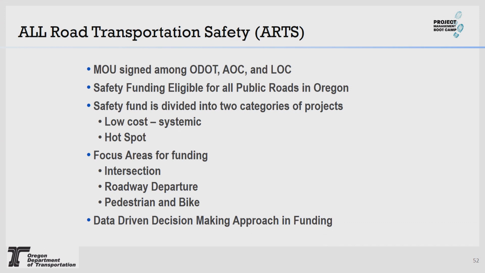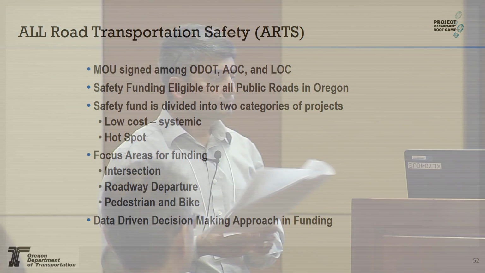And safety funding is divided into two categories, systemic low-cost safety and hotspot, which is focused more on more expensive, isolated locations. The focus areas for funding are intersection safety, roadway departure safety, and pedestrian and bike safety. And overall, the concept was to have a data-driven decision-making approach on safety funding.